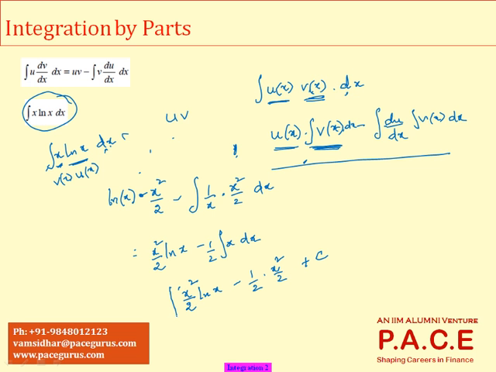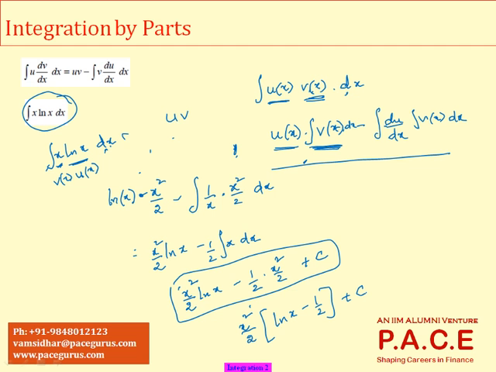So this happens to be the integral of x log x dx, or, to be on the simplified side, if you still want to simplify it, take x squared by 2 out and you say log x minus 1 by 2, plus c.